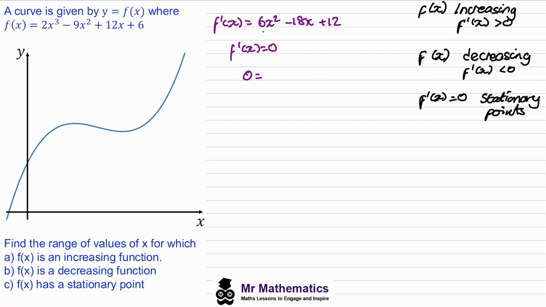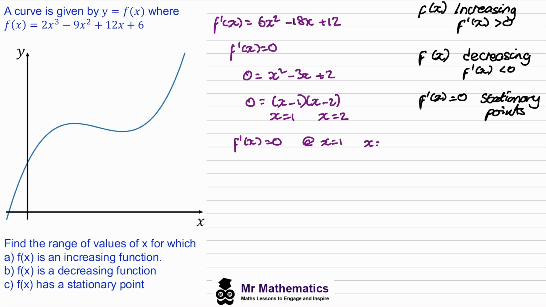You can see on the right-hand side, we can factor out the 6. So we get x squared minus 3x plus 2. And then we can factorize this. So we get x minus 1 and x minus 2. So our roots are when x equals 1 and x equals positive 2. So what we've just found is that f dash of x will equal 0 at x equals 1 and x equals 2. And this will give us our stationary points. So I'll mark these on the diagram.